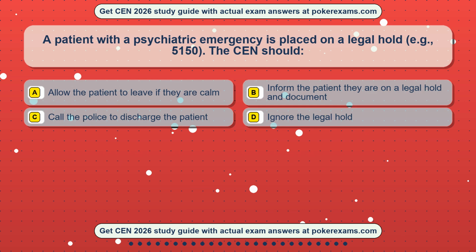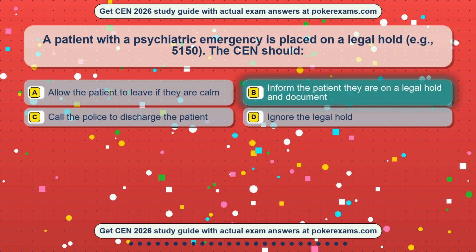Question 12. A patient with a psychiatric emergency is placed on a legal hold, e.g., 5150. The CEN should: Option A, allow the patient to leave if they are calm. Option B, inform the patient they are on a legal hold and document. Option C, call the police to discharge the patient. Option D, ignore the legal hold. The correct answer is option B. Inform the patient they are on a legal hold and document.